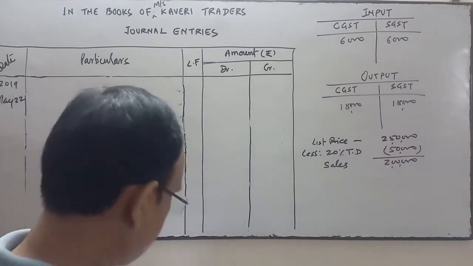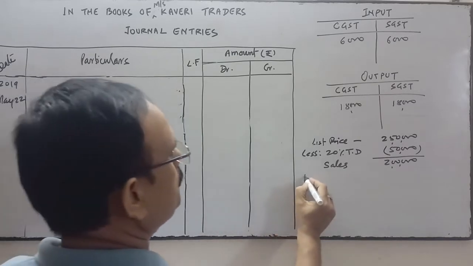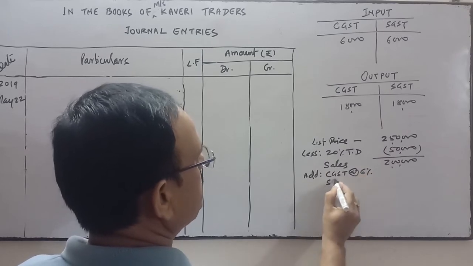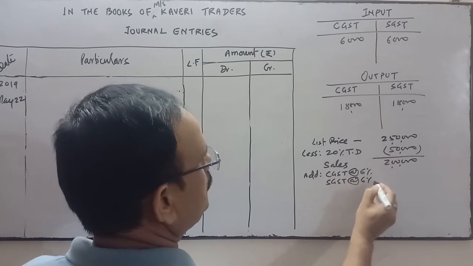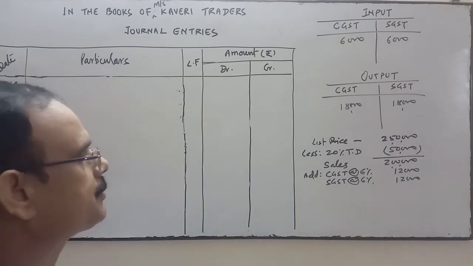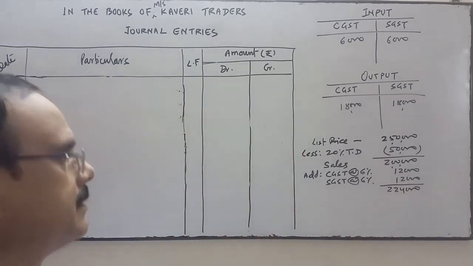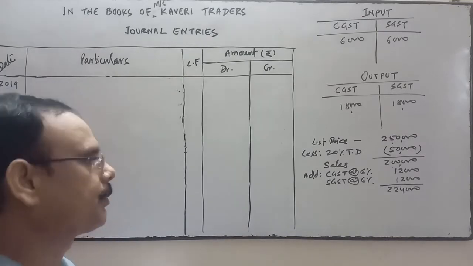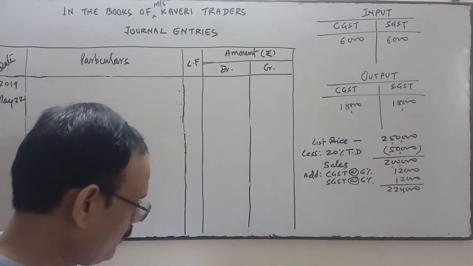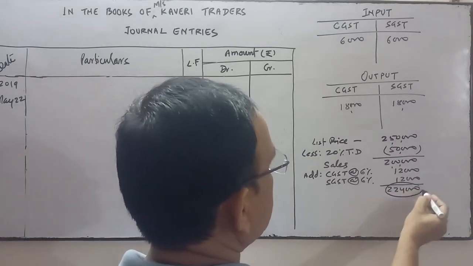There is a 4% cash discount on the sales price. Charge CGST and SGST at the rate of 6% each. So 6% of 2 lakhs is 12,000 for CGST and 12,000 for SGST. So the sales including GST is 2,24,000, and excluding GST it is 2 lakhs. 80% of the amount is received immediately by check.